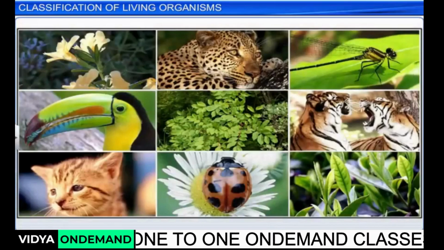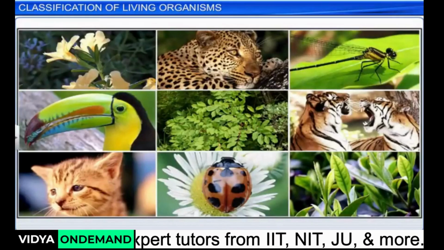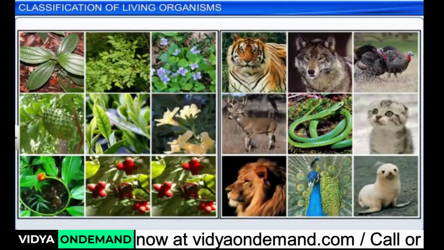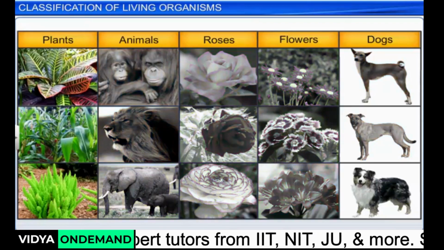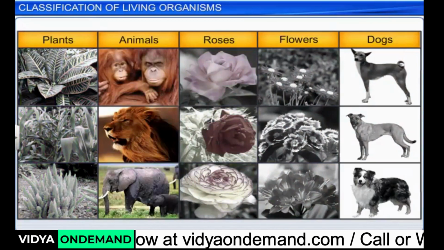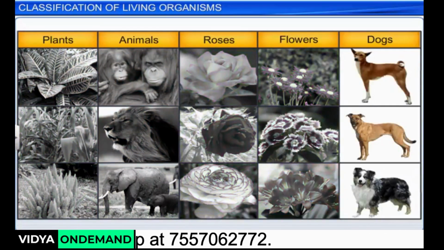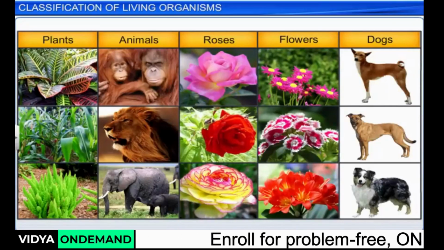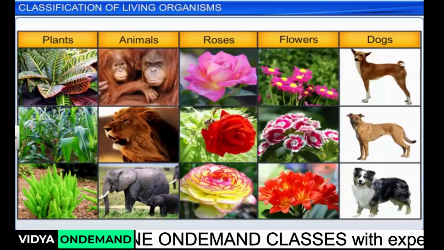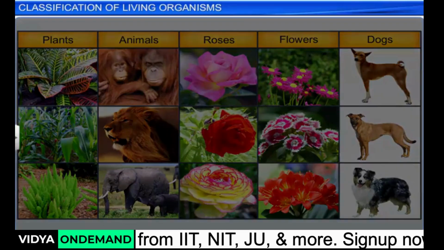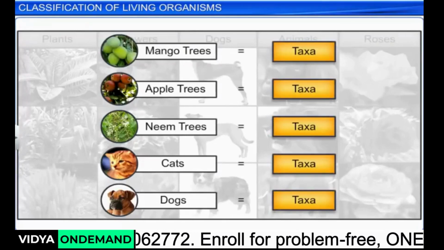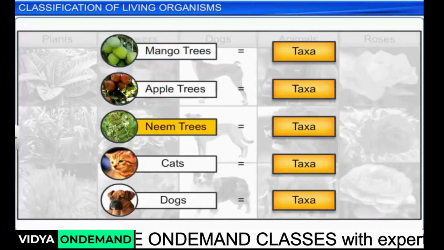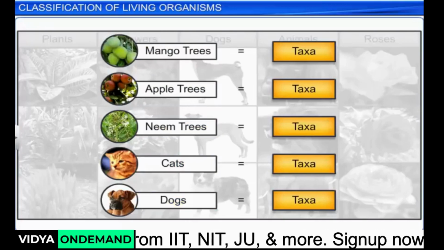Apart from assigning scientific names to living organisms, they must be aptly organized for easy study. The process of grouping anything into convenient categories based on easily observable characters is known as classification. For example, plants, animals, roses, flowers, and dogs are groups that we can easily recognize. Each group has specific characteristics and are convenient categories that help us to study organisms. The scientific term given for these categories is taxa. Here, each of the groups, namely mango trees, apple trees, neem trees, cats and dogs, are all taxa.